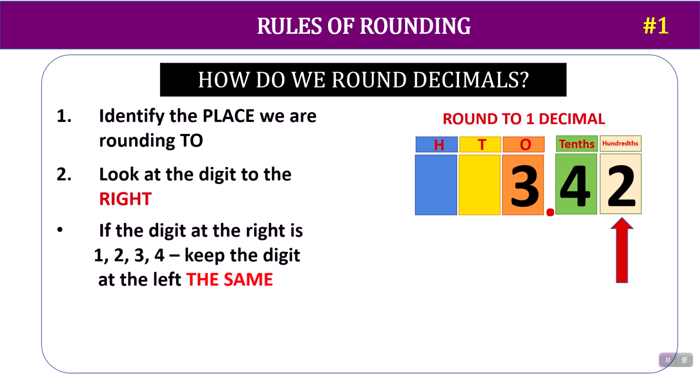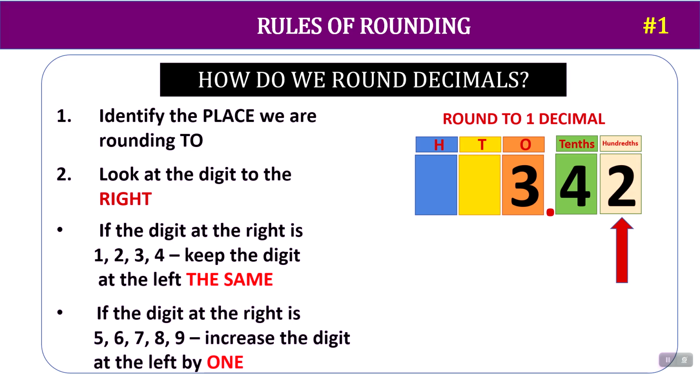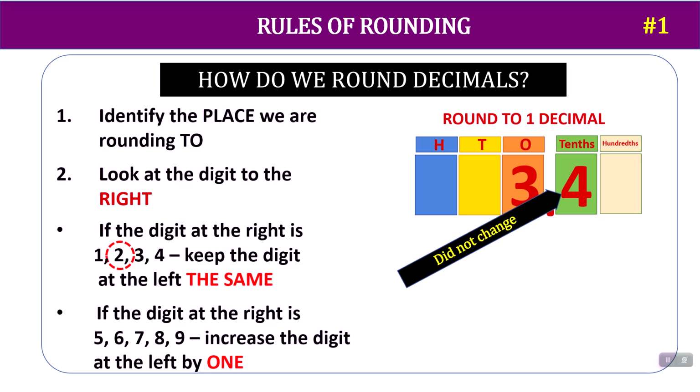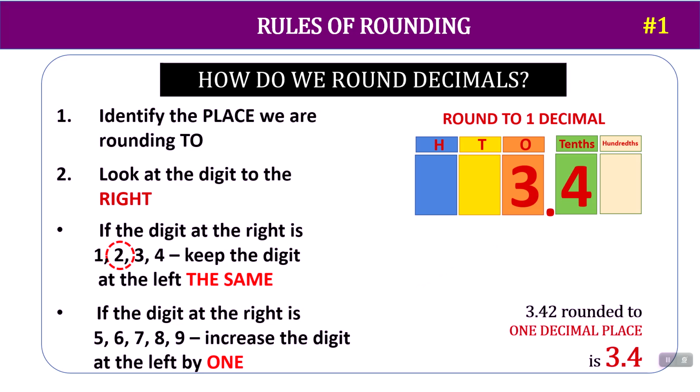And if the digit at the right is 1, 2, 3, or 4, we will keep the digit at the left the same. However, if the digit at the right is 5, 6, 7, 8, or 9, we will increase the digit at the left by 1. And so since this is a 2, and that falls here, 1, 2, 3, or 4, we will keep the digit at the left the same. And so in this instance, it remains at 3.4. The 4 did not change because the digit in the hundredths right next door to the right was a 2. So 3.42 rounded to one decimal place is 3.4.